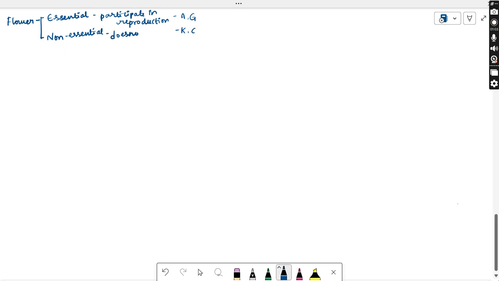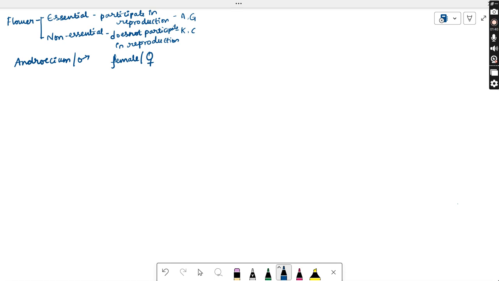As they don't have any role and don't participate in reproduction, but are still present in the flower, they have different functions. Now we'll discuss what calyx, corolla, androecium and gynoecium are. First, the essential parts are divided into male and female. The male part is the androecium, which we represent with the symbol like this, and the female part is the gynoecium, which we represent like this.